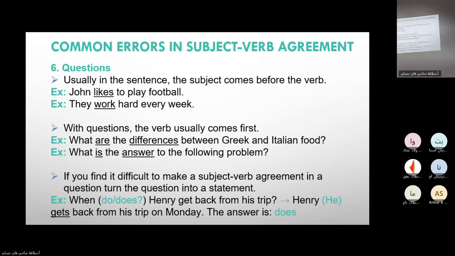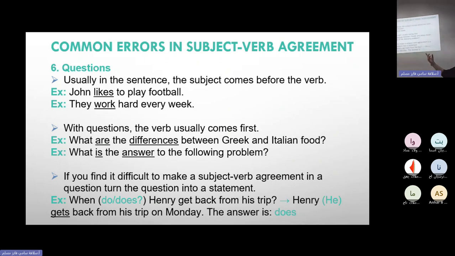What is the answer to the following problem? Where is the subject? The answer. Exactly. Where is the verb? Yes. Turn it back to its original sentence without the question: the answer is for the following problem. You need to change the sentence structure a little. So is is the verb, answer is the subject.